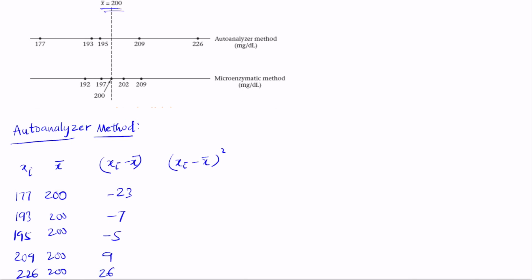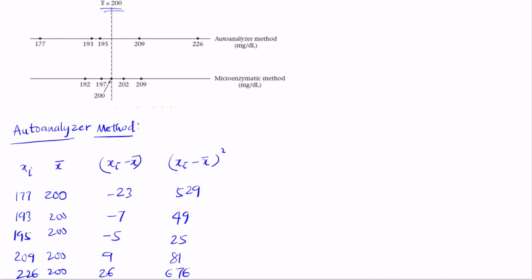Now xi minus x bar square: minus 23 square is 529. Next, minus 7 square is 49, minus 5 square is 25, 9 square is 81, 26 square is 676. So now we have the values.